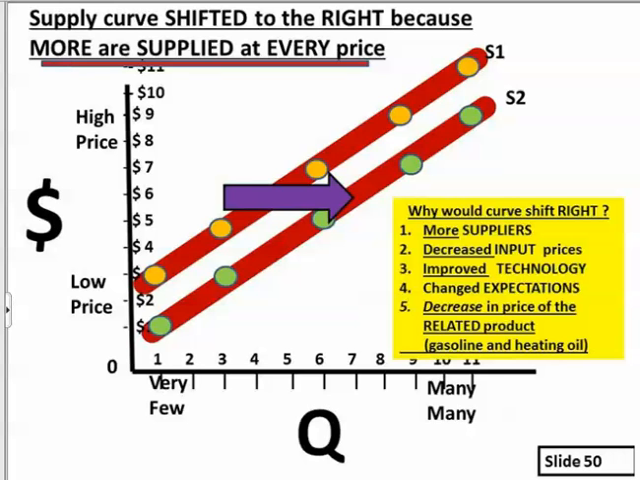Well, during the summertime, when it's really warm out, fewer and fewer people want heating oil, and therefore the price goes down. Well, if the price goes down for heating oil, the producers, the refiners, are going to make more gasoline because they can make more profit off the gasoline. And therefore, they're going to increase the supply of gasoline at every price because the price of the heating oil went down. So again, we have those 5 reasons.